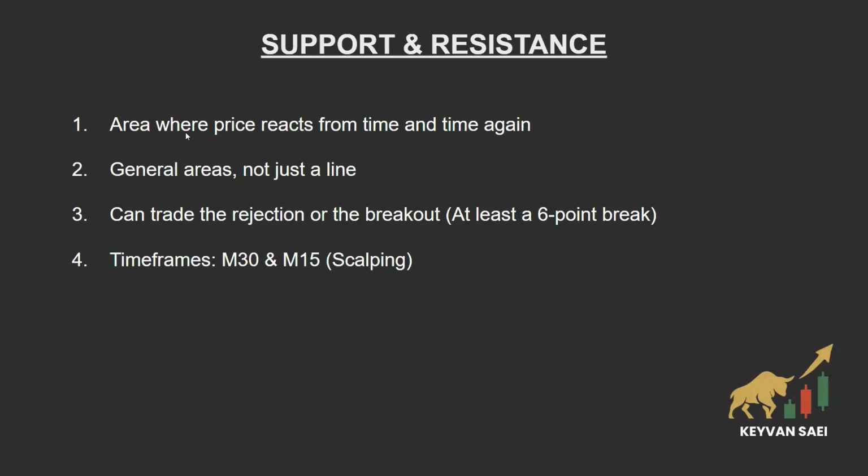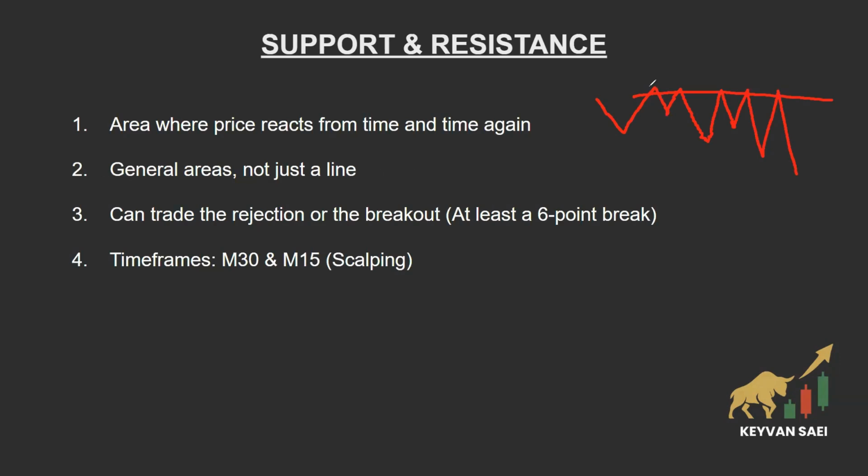So first point is that the support and resistance is just basically an area where price reacts from time to time again, right? It could be a price level or a price range where you would see that price just many times keeps reacting from the same level, right? But that goes together with my point number two, which is it's usually a general area. It's not just a line, right?